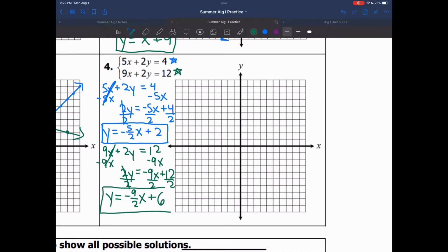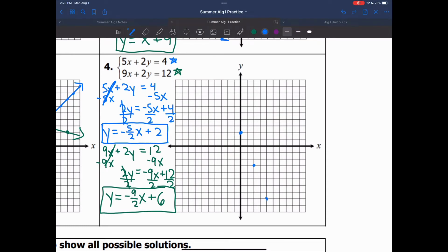Okay, I've got both of my equations in slope-intercept form, and I am ready to graph. Let's graph this top one. So we start at positive 2, up 2 right here. And then negative 5 over 2. So I'm going to go down 1, 2, 3, 4, 5, and right 2. Make my point. And I'm going to do that again. Down 1, 2, 3, 4, 5, right 2.